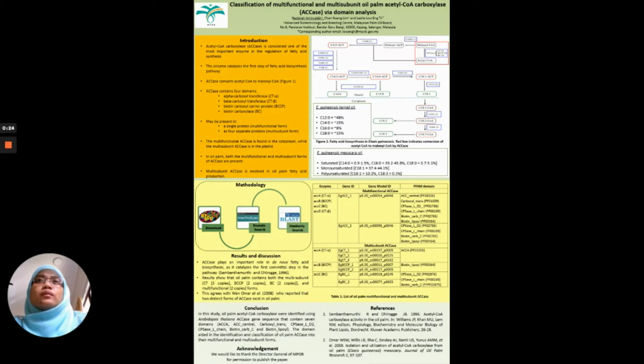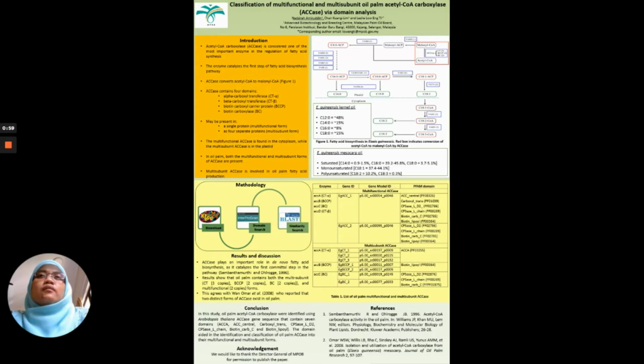ACCase is considered one of the most important enzymes in the regulation of the fatty acid biosynthesis pathway, which is shown in figure 1, where it catalyzes the first step of fatty acid biosynthesis, indicated in the red box in figure 1, where it shows the conversion of acetyl-CoA to malonyl-CoA by ACCase. Malonyl-CoA is important because it is required for both fatty acid initiation as well as fatty acid elongation.